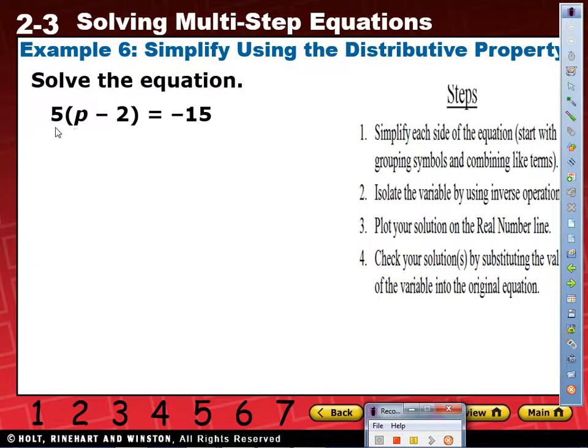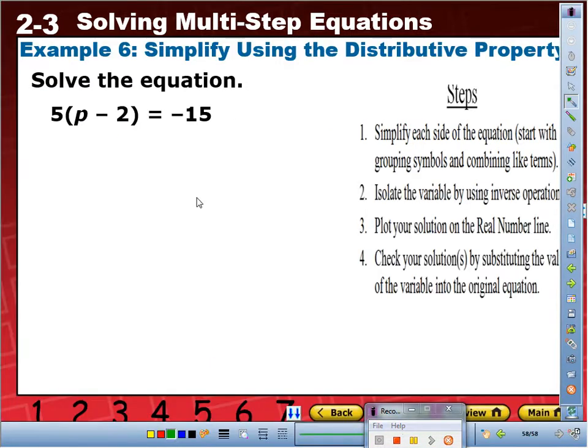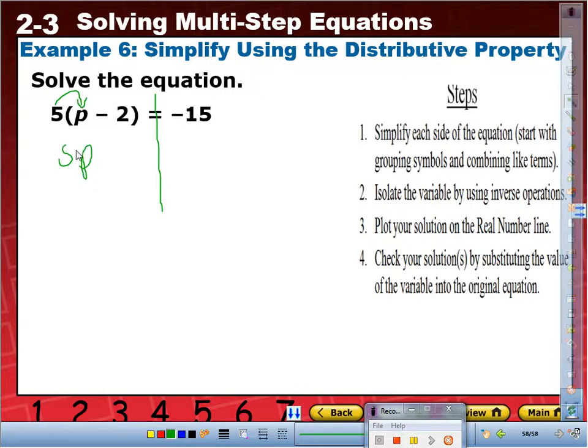Example 6. 5 parentheses p minus 2 equals negative 15. And check this one out. Simplify. Starting with grouping symbol. Do we have a grouping symbol here? That means I'm going to distribute 5 times p, that's 5p. 5 times negative 2, that's negative 10, equals negative 15. And from there, you know what to do, right?